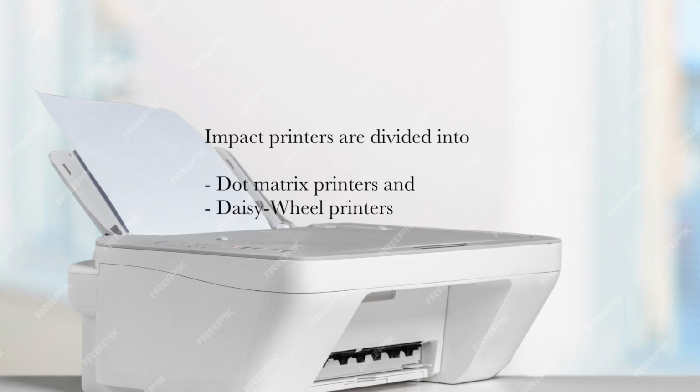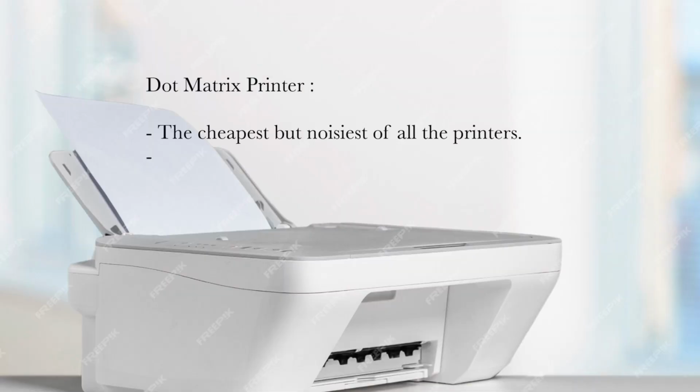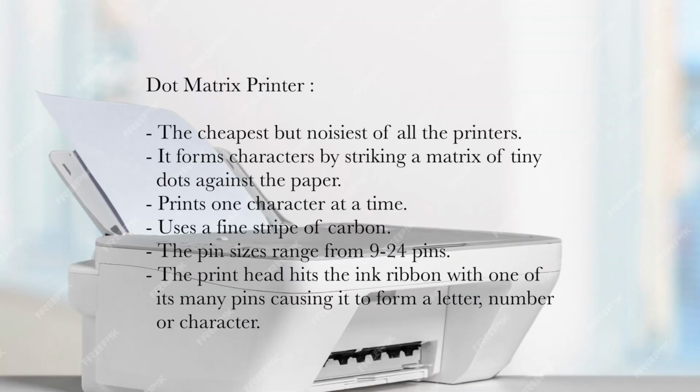Impact printers are divided into dot matrix printer and daisy wheel printers. Let us see what is dot matrix printer now. This printer is the cheapest but noisiest of all the printers. It forms characters by striking a matrix of tiny dots against the paper. This printer prints one character at a time.